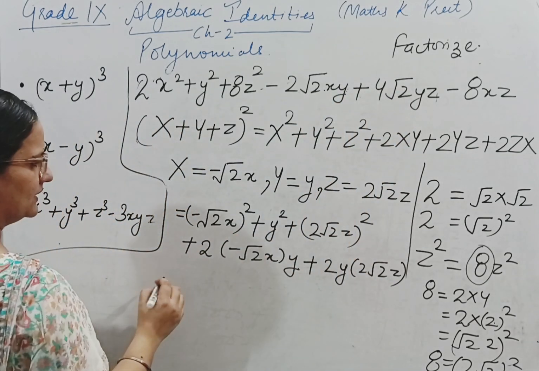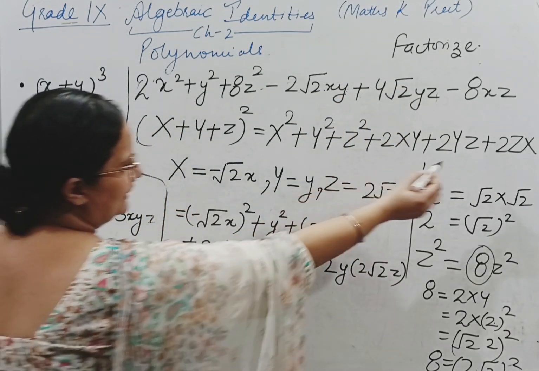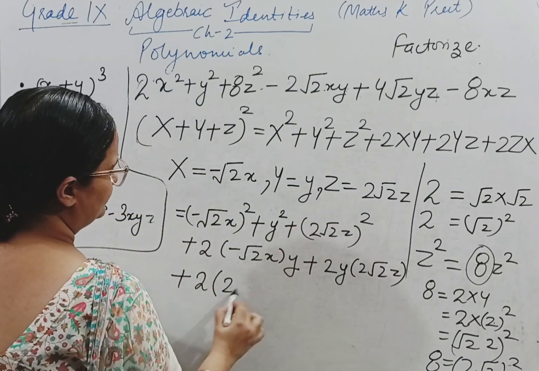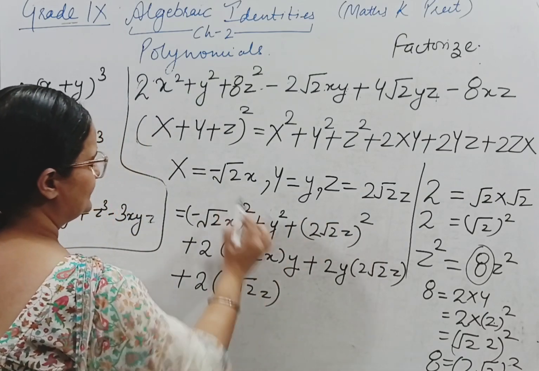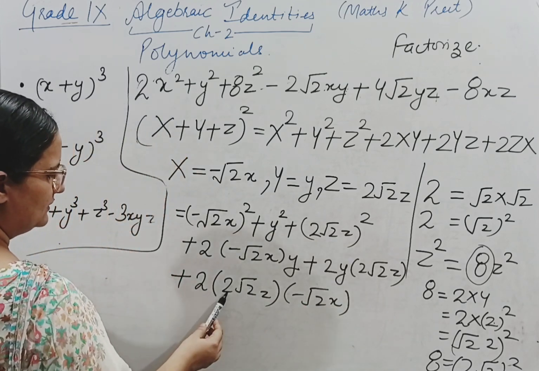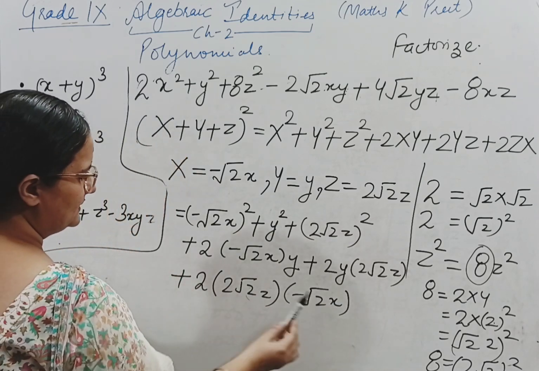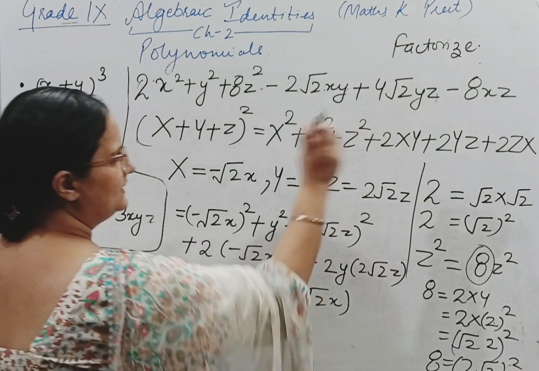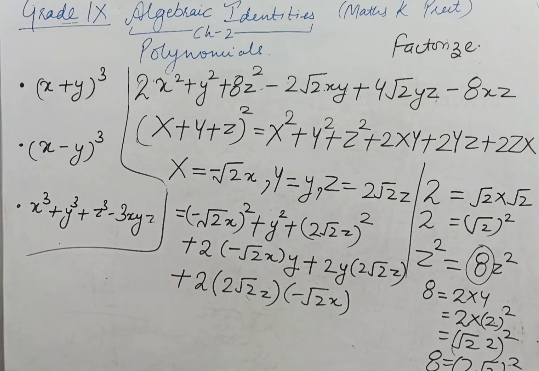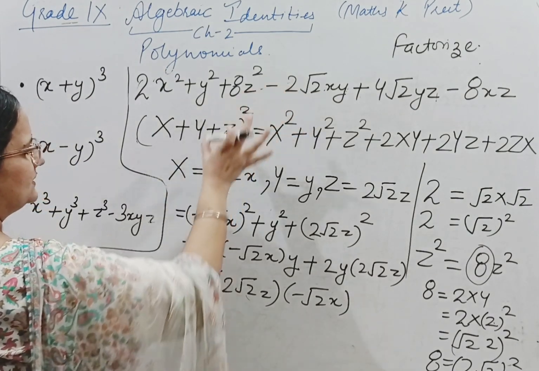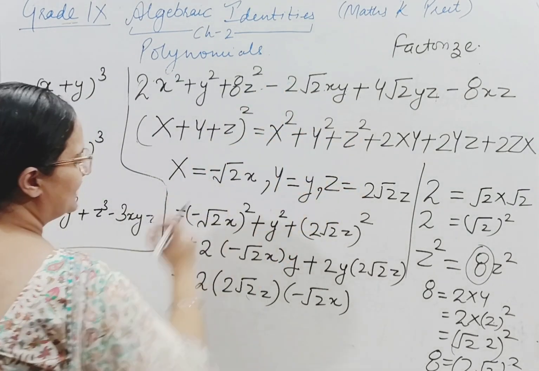Yes, it's okay now. Next is plus 2zx plus 2, what is z? 2 root 2 small z, and this x, this is minus root 2x. So after solving, we will get 2 2, and this is making 2 again, minus 8zx. This will make, yes, it is correct again. So this expression is giving us this expression just by putting these values in this identity.